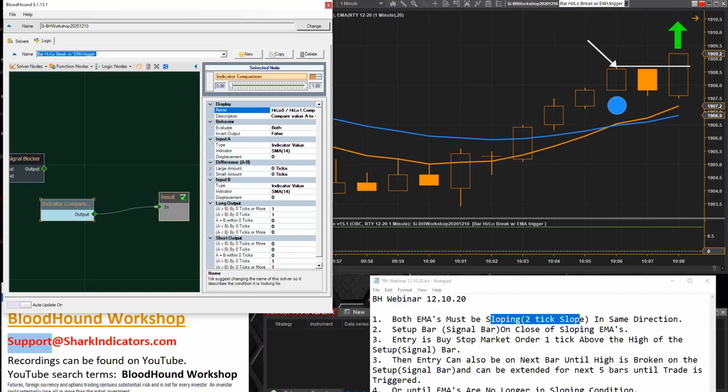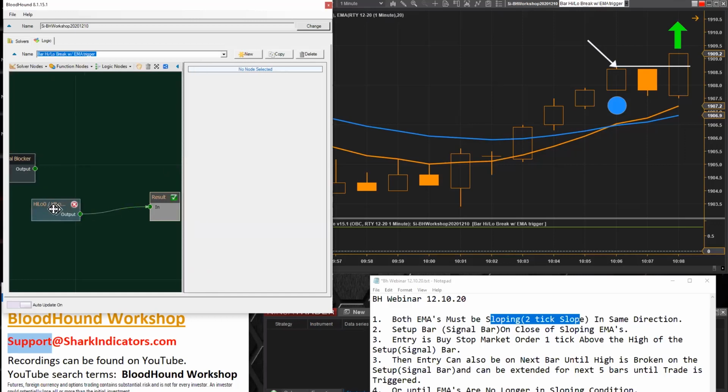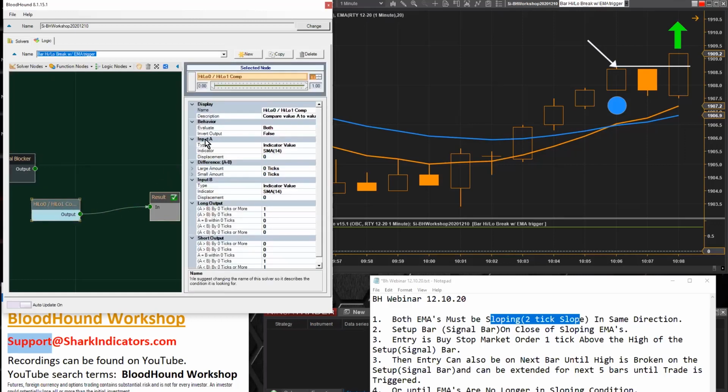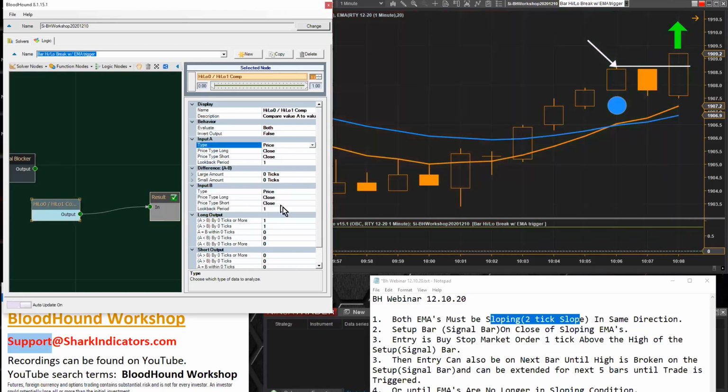There. All right, so input, stretch this open a little bit. There we go. So input A and input B are both going to be looking at bar prices. So we're going to change the type to price. Go to input B, change the type to price.